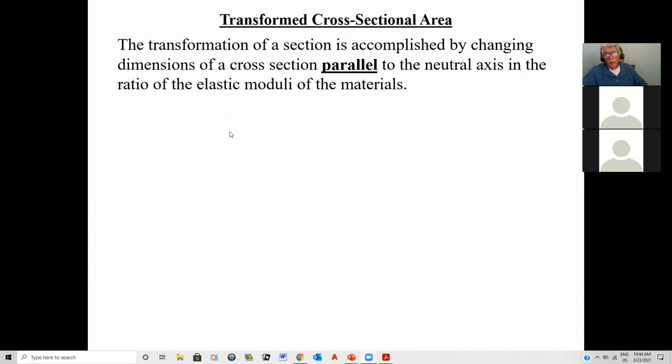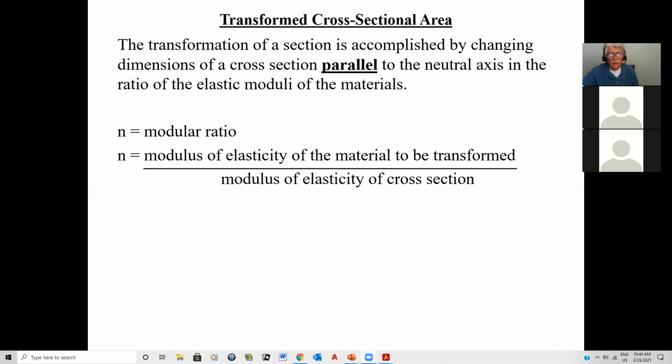You can appreciate that steel has one modulus of elasticity, and wood has another modulus of elasticity. So as long as I take that ratio, I can transform my section into one material. That's what we're saying here. Now, n is the modular ratio, and of course that's just a variable.